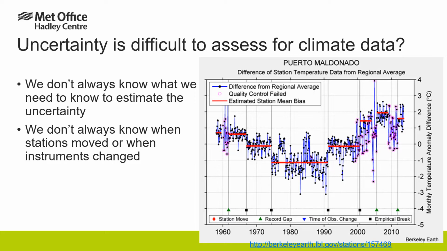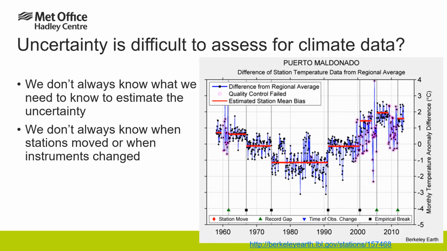So I have an example here. This is a station taken from the Berkeley Earth website, and what it shows is the difference between the temperature data at that station and the regional average as estimated by its neighbours. You can see that they've split this up into segments, each of which is marked by a red line, separated from the others by a vertical grey line. And these red segments are individually judged to be, in some sense, homogeneous.